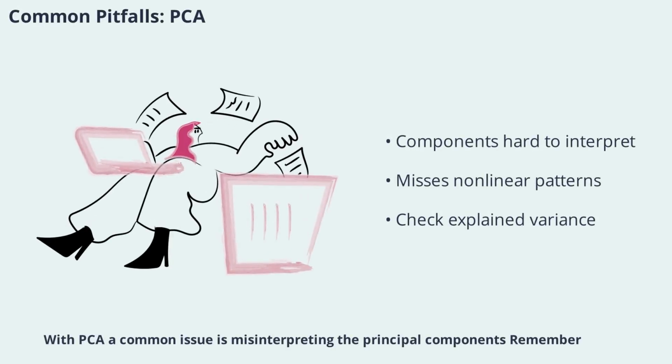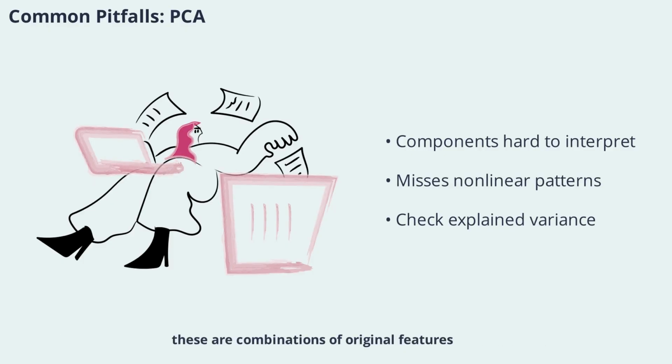With PCA, a common issue is misinterpreting the principal components. Remember, these are combinations of original features and may not have a straightforward meaning. Also, PCA only captures linear relationships, so it may miss important nonlinear patterns. Always check the explained variance and be cautious when interpreting results.